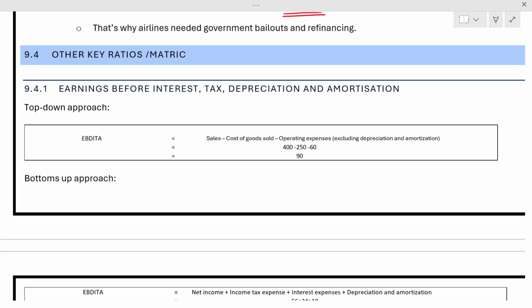Now, there are two different ways we can calculate it. One is the top down approach and another is the bottoms up approach. The approaches are very simple and similar, there is not much difference. What EBITDA simply shows is what overall earnings you are making from your business. So this should only reflect the earnings from your operations.